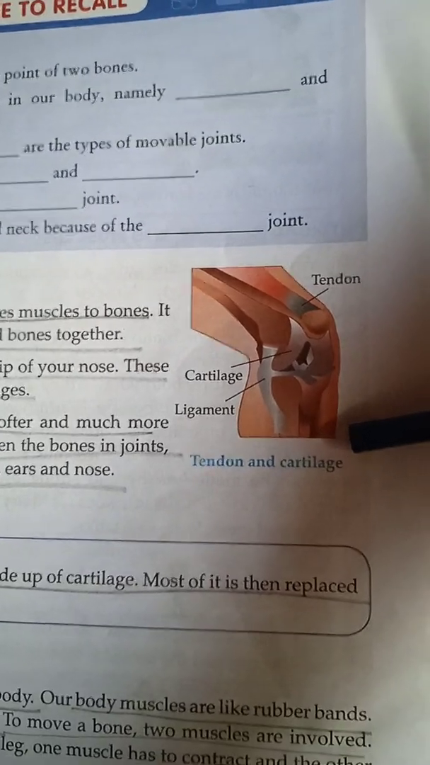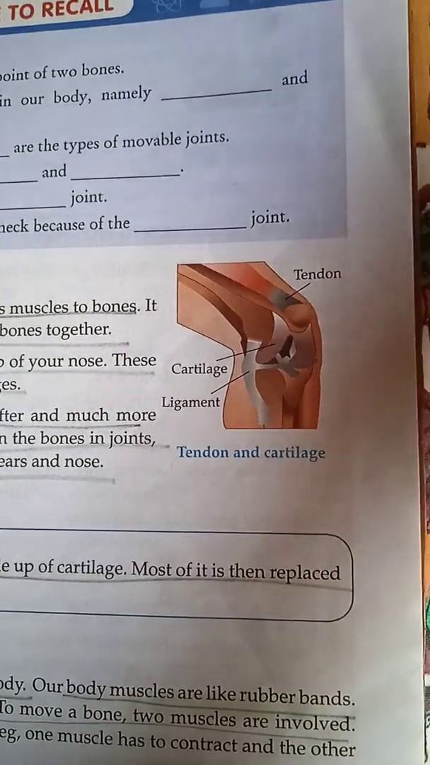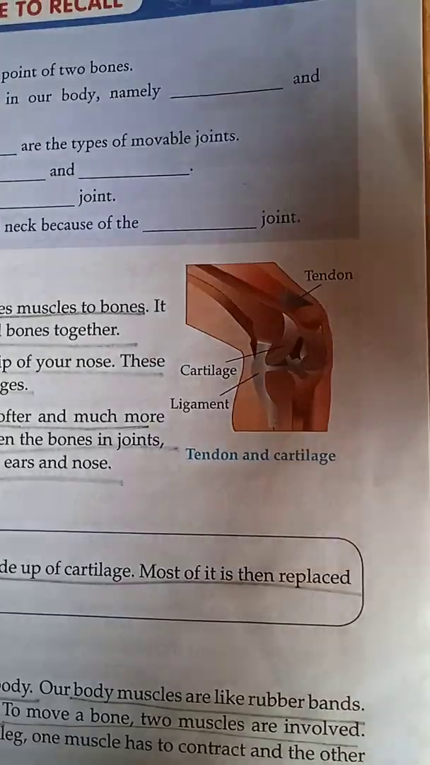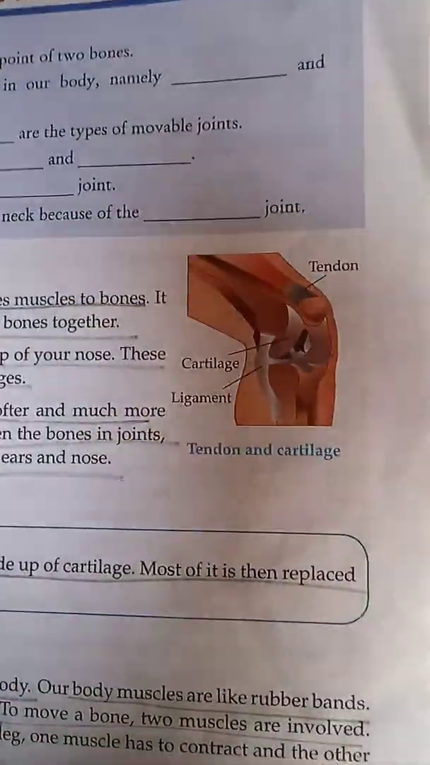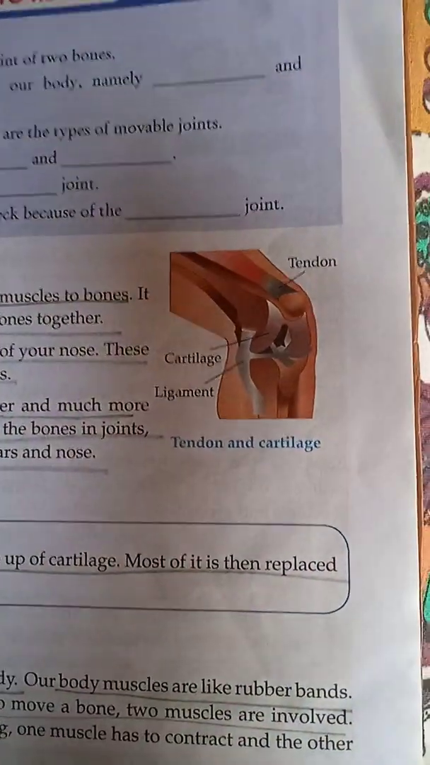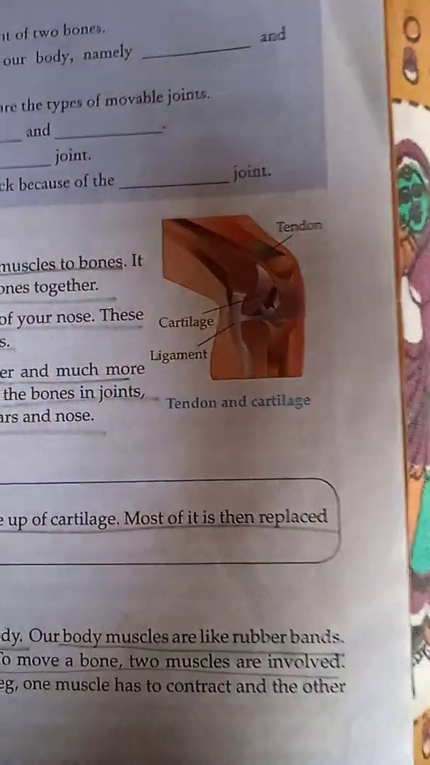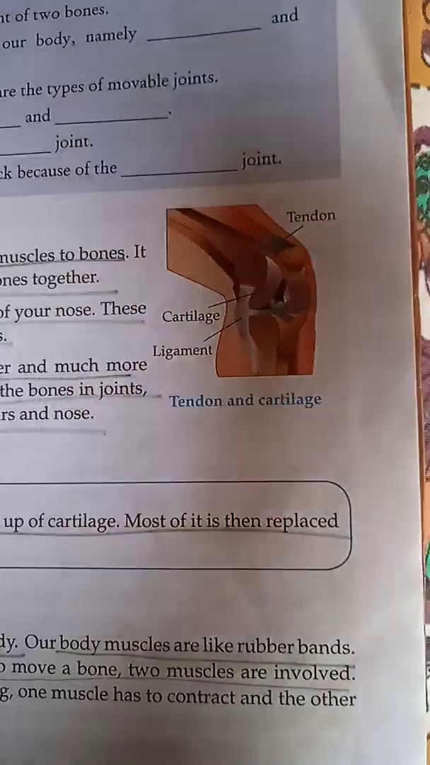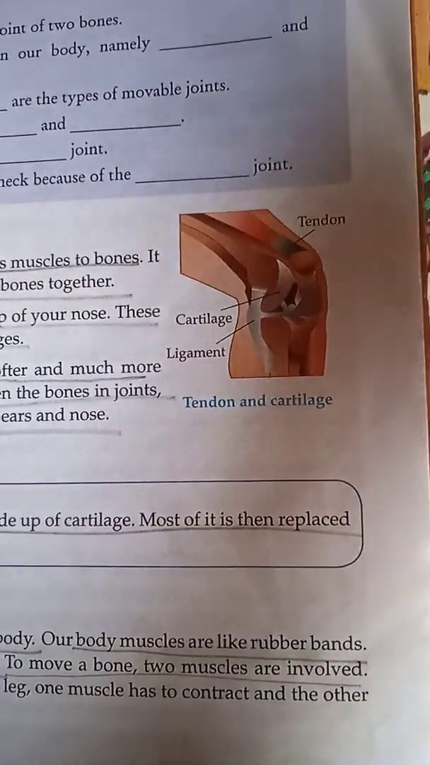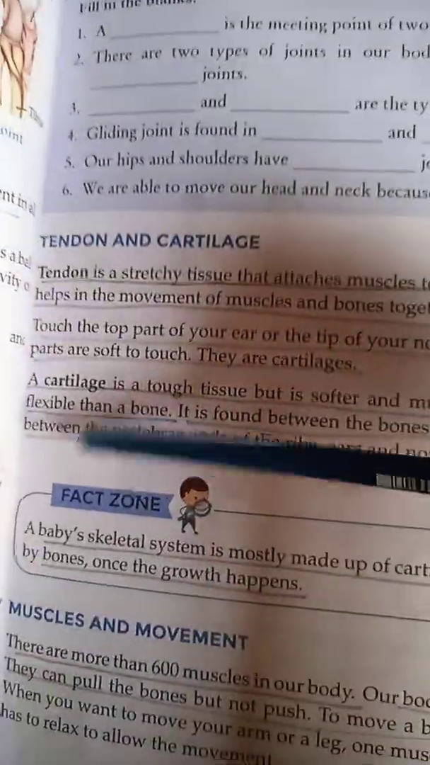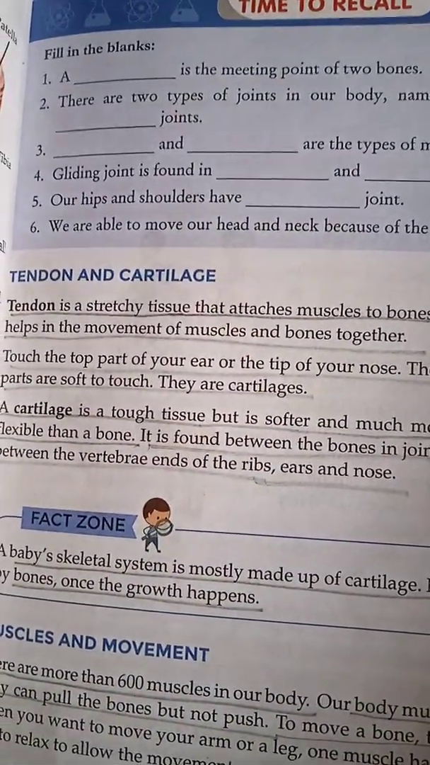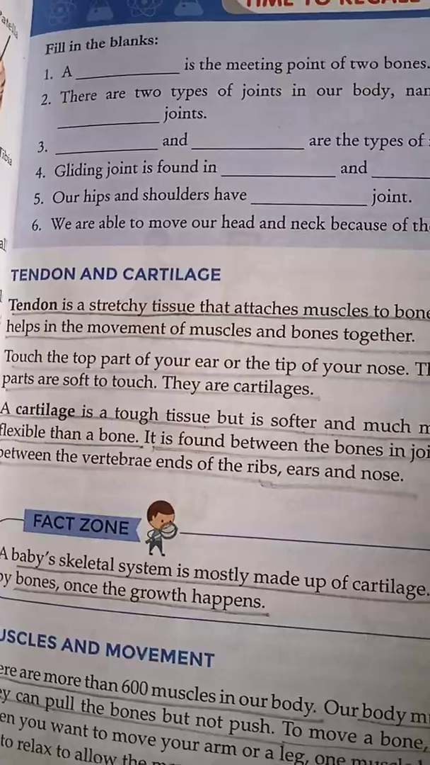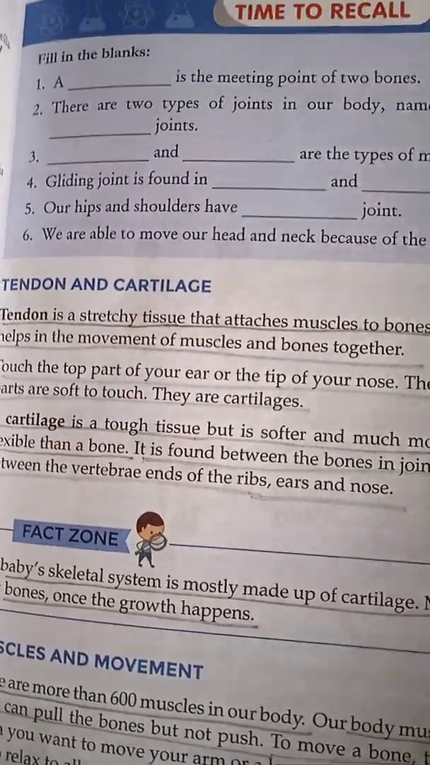Okay, the top part of your ear, the tip of your nose, you just touch this portion, you will find it's very soft. What are those? They are the cartilage. Okay, this cartilage is a tough tissue but it is softer. It provides flexibility to the bone, and it is found between the bones in the joints, the vertebrae, ends of the ribs, ear and nose. In these very areas the cartilage is found.